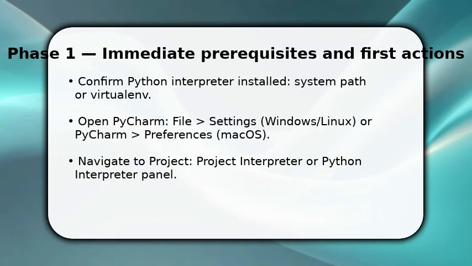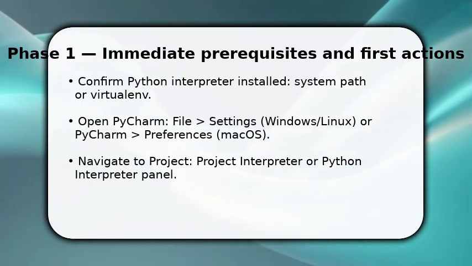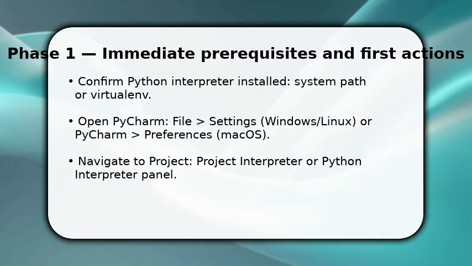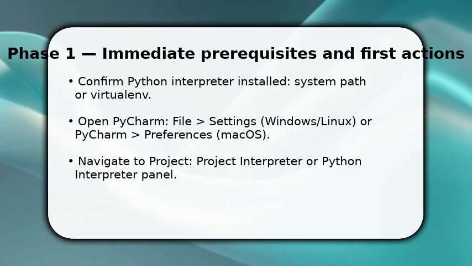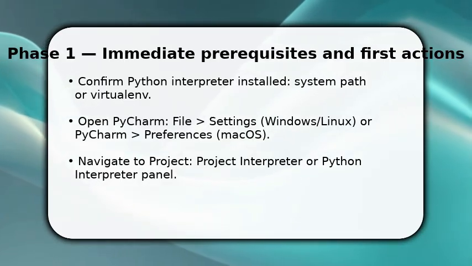You already have Python or a virtualenv installed. Now start PyCharm and open the settings. Once inside, go directly to File Settings or PyCharm Preferences, then choose Project and Project Interpreter.